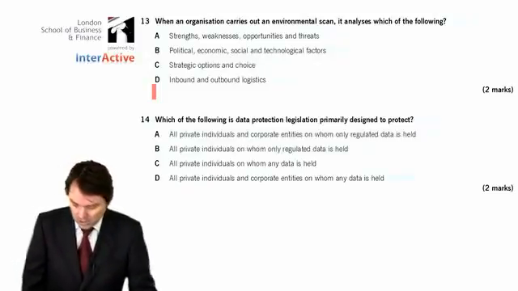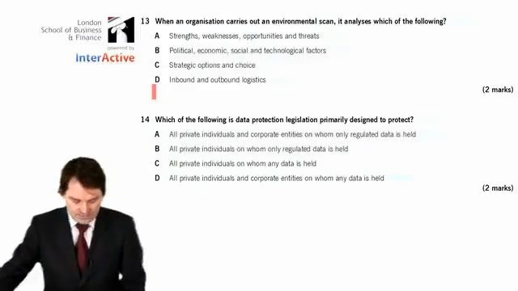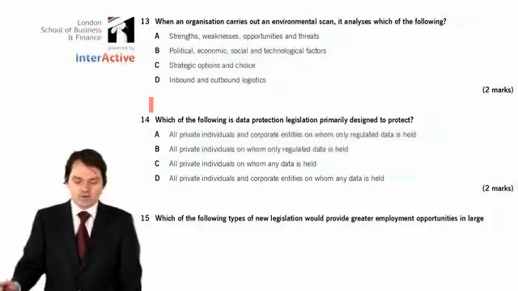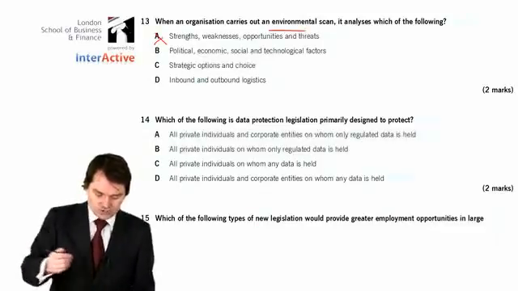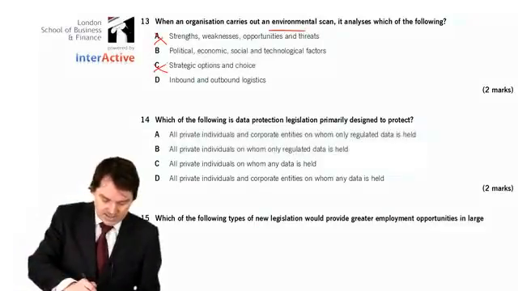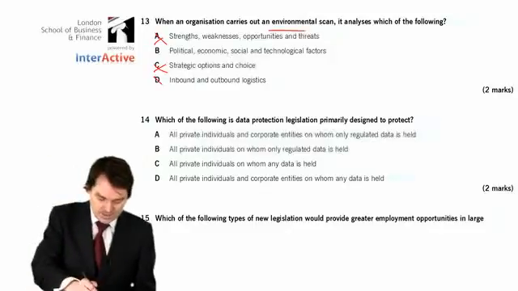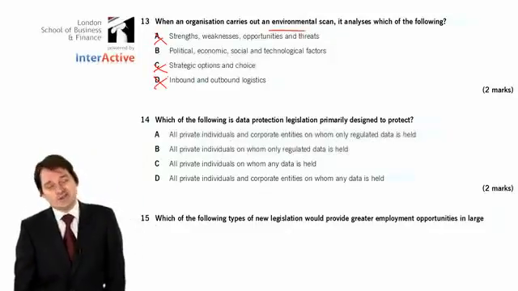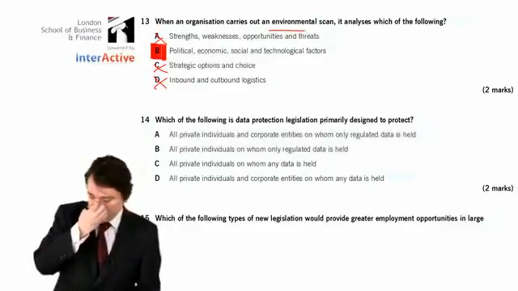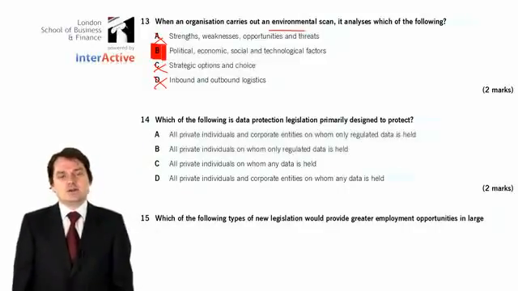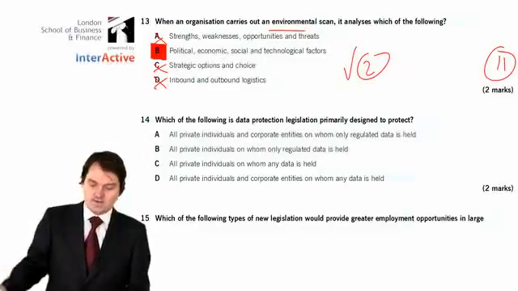Question 13, an organisation carries out an environmental scan. Now, hopefully this one again will be relatively straightforward. An environmental scan means looking outside. So it can't be A, strengths and weaknesses are inside. It can't be C, because strategic options and choice are all to do with what we want to do. It's not looking at the outside world. D, inbound and outbound logistics is looking inside the company. Porter's value chain. The only one it can be is PEST analysis. Political, economic, social, technological, looking at the outside world. So again, I would hope that one would be relatively easy. That one takes us up to 11.